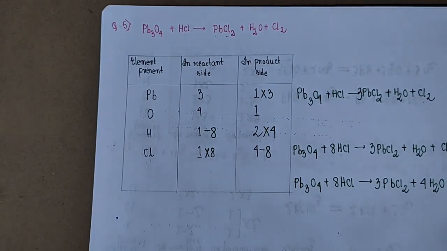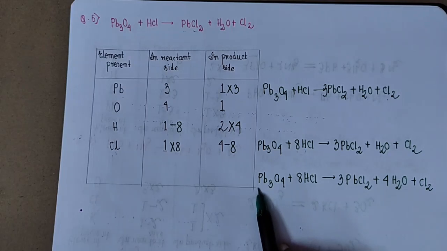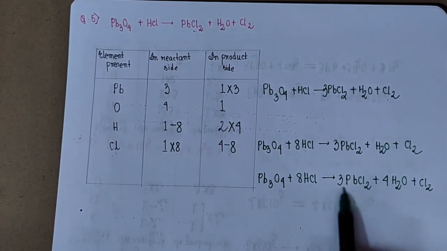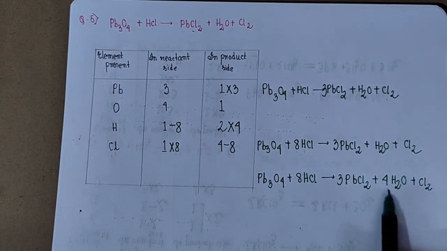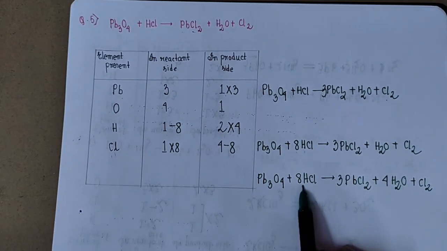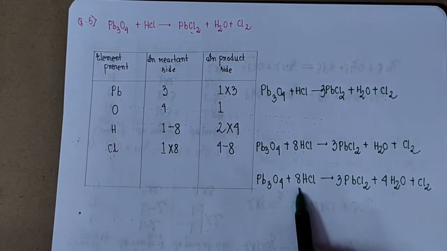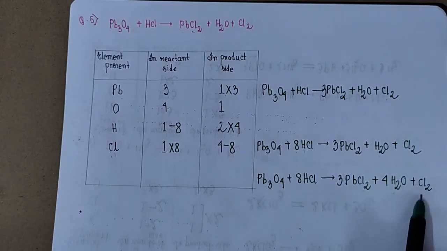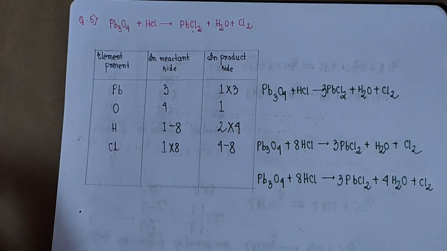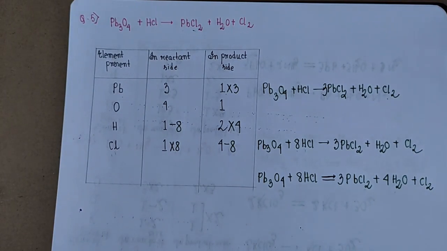Now just check whether the equation is balanced or not. Lead atom in the reactant side is 3, in the product side also 3. Oxygen 4 in the reactant side, 4 in the product side also. Hydrogen 8 in the reactant side, 4 times 2 is 8 in the product side also. Chlorine 8 in the reactant side and 3 times 2 plus 2, that means 8 in the product side also. So now the equation gets balanced. So this sign will be changed to the equal sign.